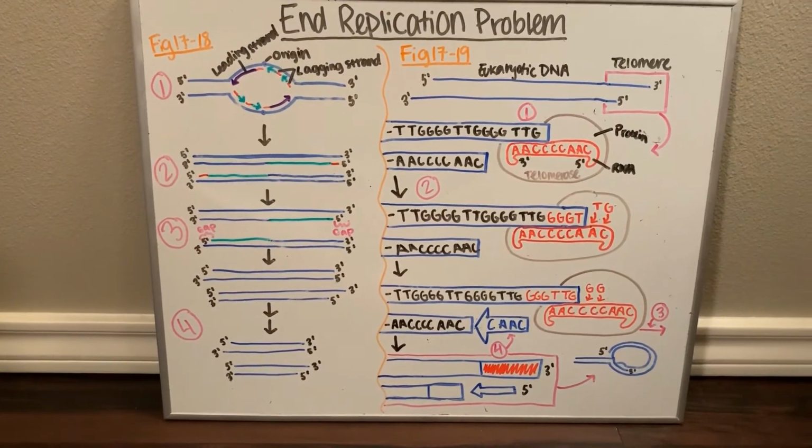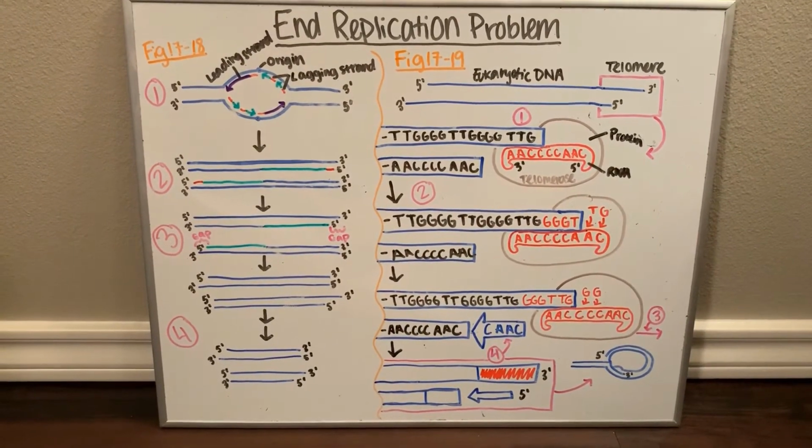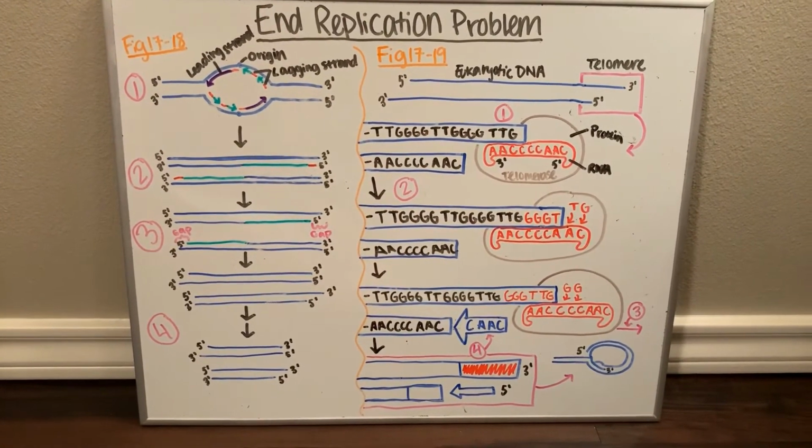In many eukaryotes, the 3' end of the DNA can loop back and base pair with the opposite DNA strand, generating a closed loop that protects the end of the telomere. So I'm going to show you guys this in the other figure that I drew. Okay, so I'm going to talk about the figure on the right, which shows the action of telomerase.